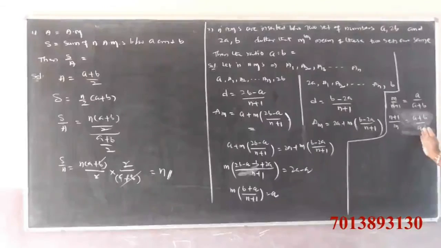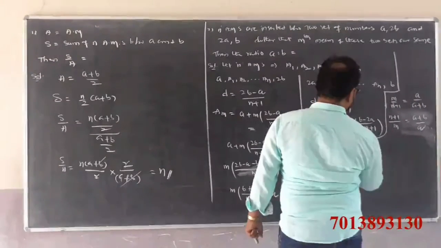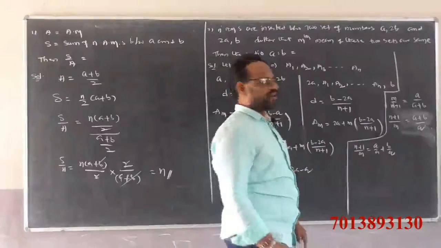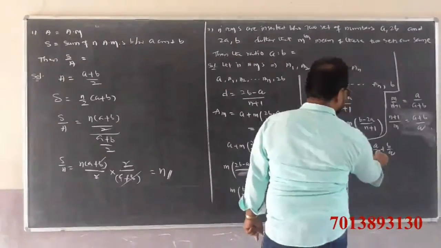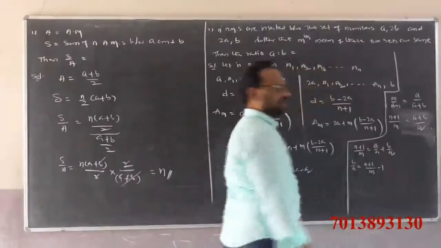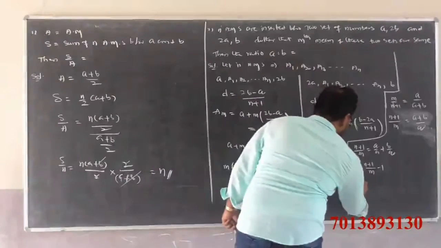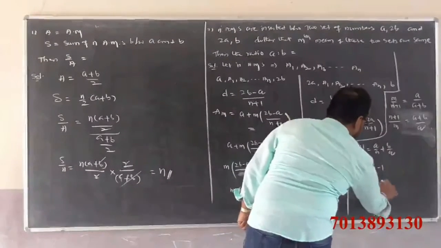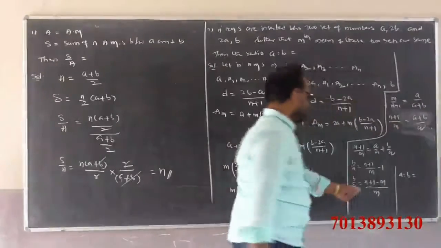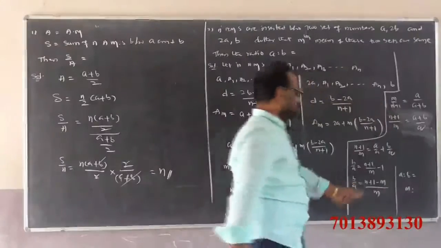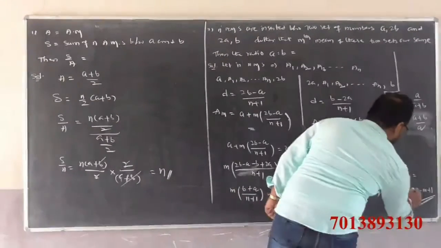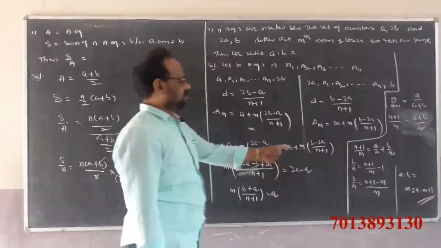If you separate the denominator, we get (n plus 1) by m is equal to a by b plus b by b, which is 1. So a by b is equal to (n plus 1) by m minus 1. Transposing 1 from RHS to LHS, do the LCM: a by b is equal to (n plus 1 minus m) by m. We want the ratio a to b, so a is to b is equal to m is to n minus m plus 1. Here m is 2, so the ratio is 2 to (n minus 2 plus 1).